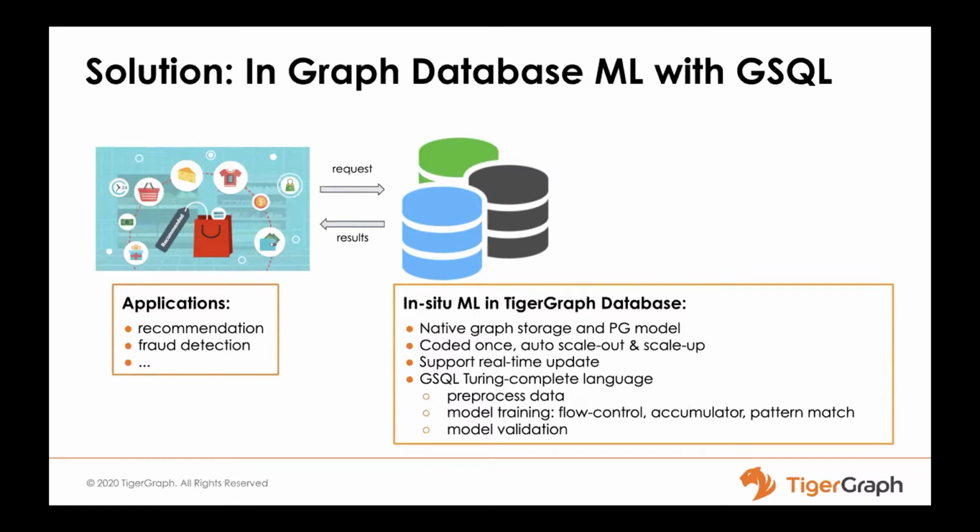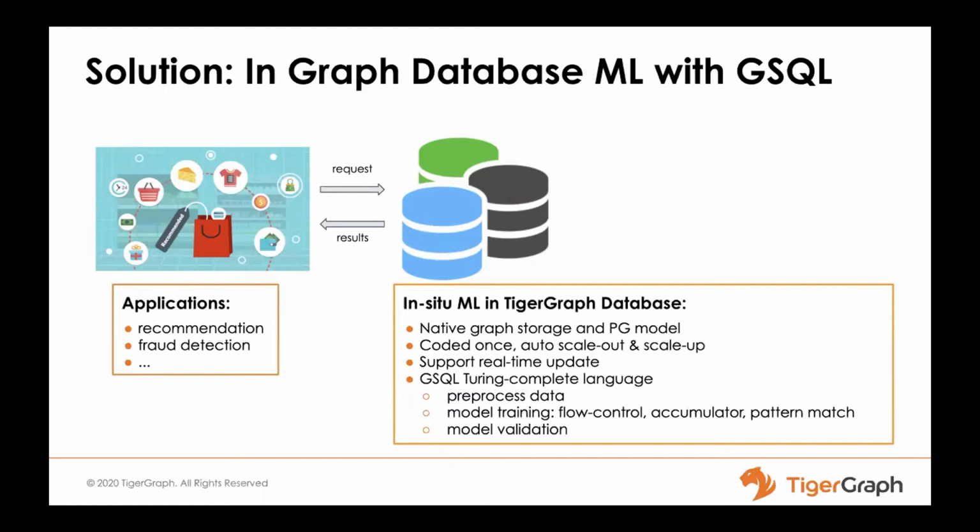But GSQL, which is the flagship product of TigerGraph, is designed for property graph data traversal and advanced analytics, and it's good at pre-processing your data. It can help machine learning do model training with ingredients such as flow control, while loops, and runtime state variable accumulators, and it also has the pattern match declarative building block to help people easily specify what data they want and what data they don't want. And the model validation can also happen within TigerGraph due to the real-time mutation support.